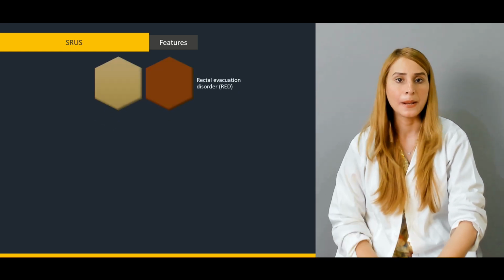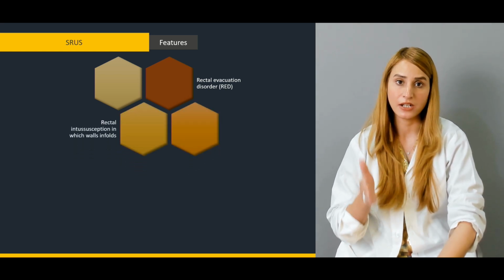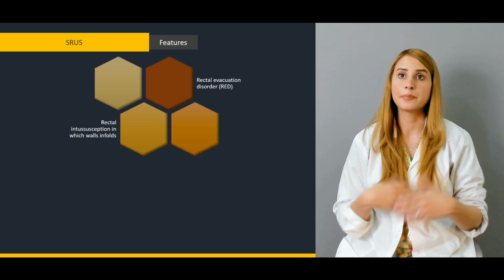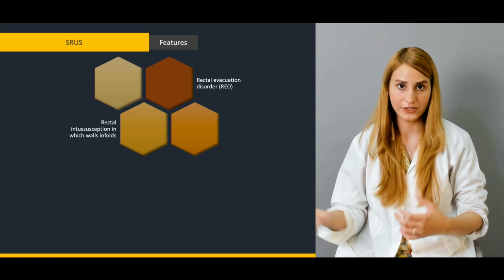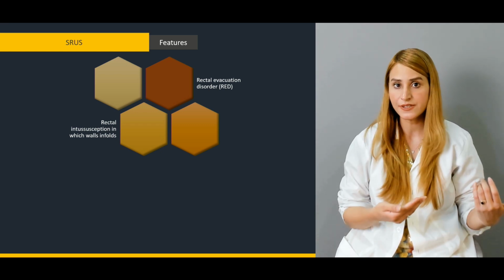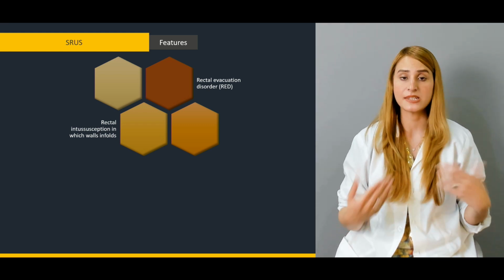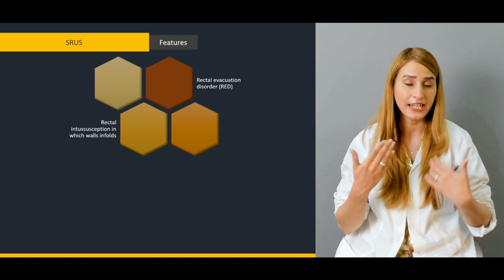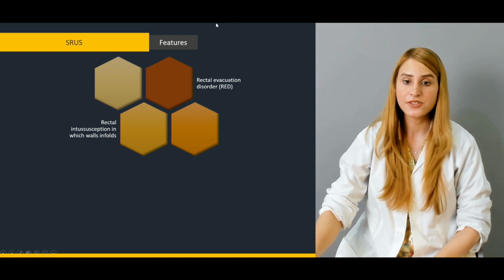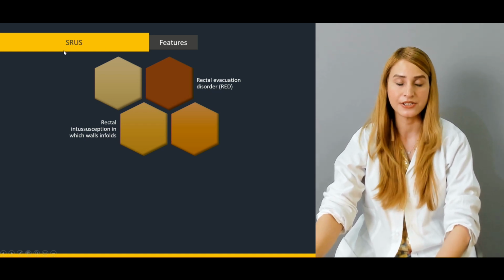Okay, so let's talk about another condition of the rectum, which is solitary rectal ulcer syndrome, called SRUS. In SRUS, the patient presents with a solitary rectal ulceration. It can be secondary to other diseases like inflammatory bowel disease, involving Crohn disease or ulcerative colitis, but most of the time it is rectal intussusception which leads to ulcer formation in the rectal mucosa. So this is also called a rectal evacuation disorder, or solitary rectal ulcer syndrome.